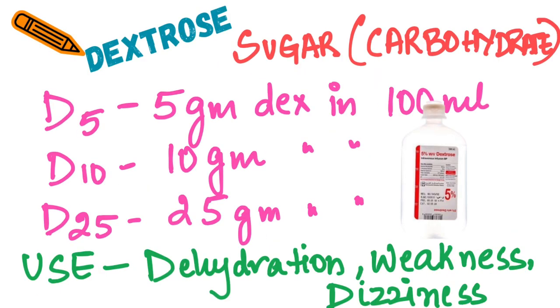Then comes your dextrose. Dextrose is nothing but a form of sugar. So I have written D5, D10, D25. That means 5 gram of dextrose in 100 ml of solution, that is again 10 gram in 100 ml, 25 gram. Uses: it can be used in dehydration, of course, weakness and dizziness. And sometimes the patient is having hypoglycemia. You can give just dextrose. You can also go with dextrose solution.